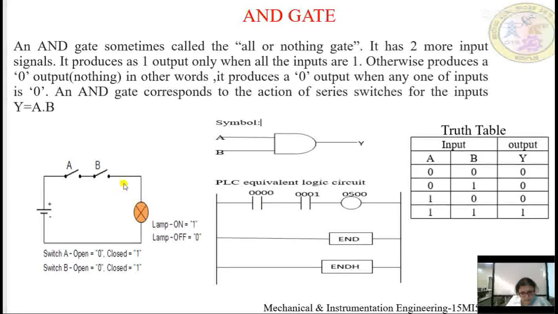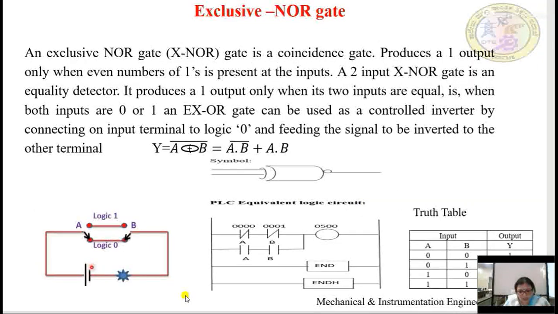So if we write the same for ladder programming, PLC programming through the ladder diagram, it works like this. This is switch A, switch B and the output. So if both are activated, then only the output will be high. Otherwise, if any one switch is in off state, then the output will be off.